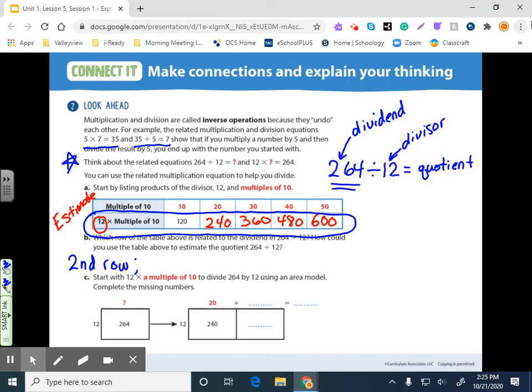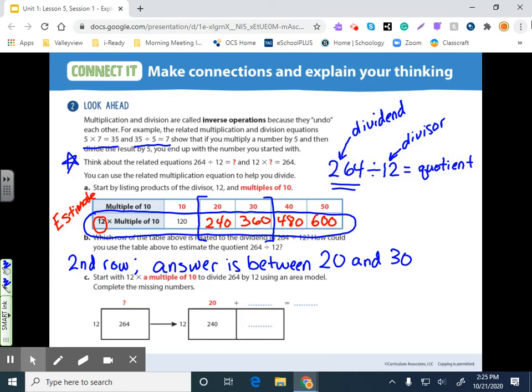And how could you use a table to estimate the quotient of 264 divided by 12? Well, what we can look at is, with all these numbers I've just circled in that second row, I know that my answer is between the 20 and the 30, because you've got a 240 and a 360, and 264 is going to be found right in between those. So our final answer will be between 20 and 30. So if it's above 30, we know we did something wrong. If it's below 20, we probably need to go back and check something else.